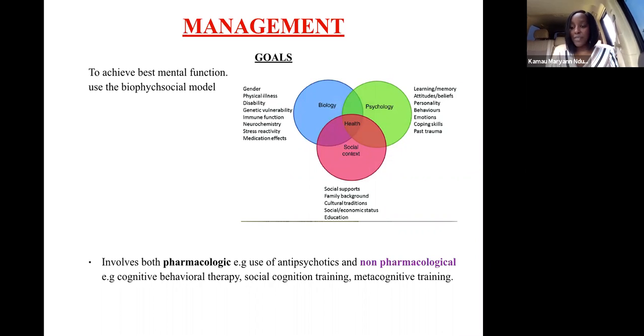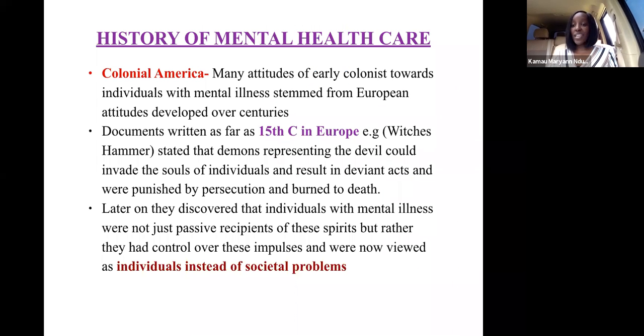a very brief history. Now, the history of mental illness is very rich, and I don't think I'll do it justice, but in the interest of time, I will try to paint you a mental picture so you can understand where the mental illness, where the attitudes were back then in the 15th century up to now, and what the attitudes are now, and what things have changed. So it is quite interesting.